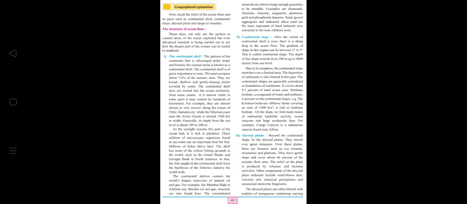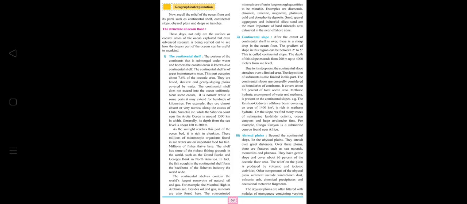Due to its steepness, the depth, the continental slope stretches over a limited area. Now, the deposition of sediments is limited in continental slope. The continental slopes are generally considered as boundaries of continents. So, they are considered as boundaries of continents. And there is limited sediment deposition over here. It covers how much total ocean area? 8.5%.